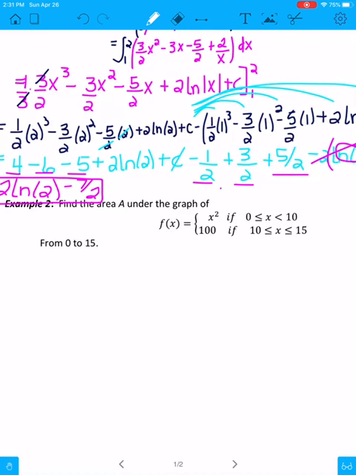So we are going to have to do the integral from 0 to 10 of x squared dx and add it to the area from 10 to 15 under 100 dx. So you just have to find the two integrals and then add them.